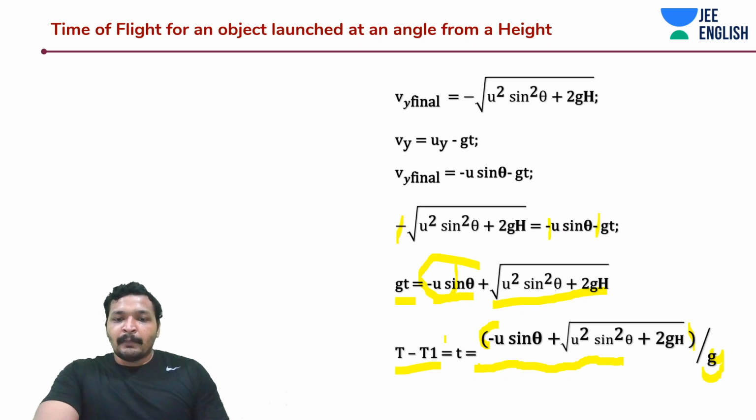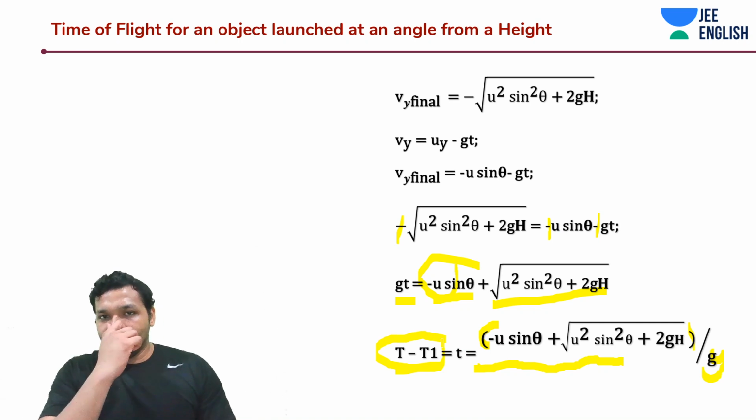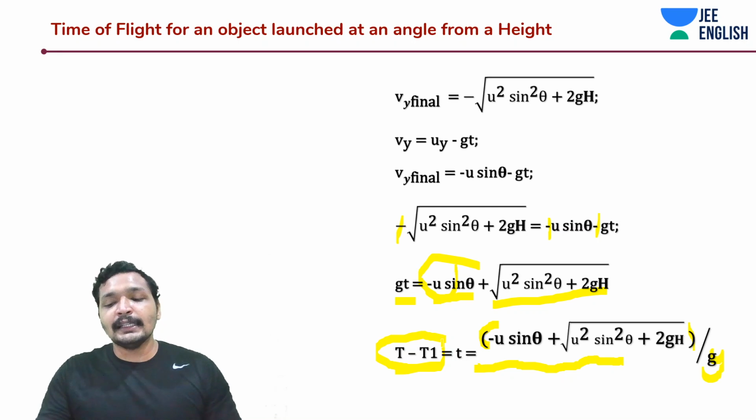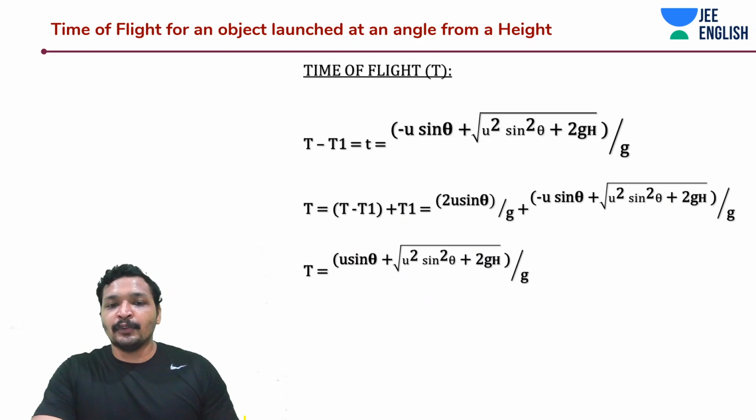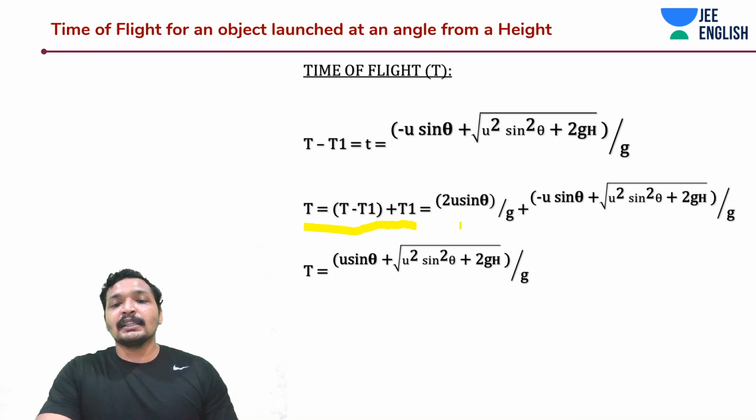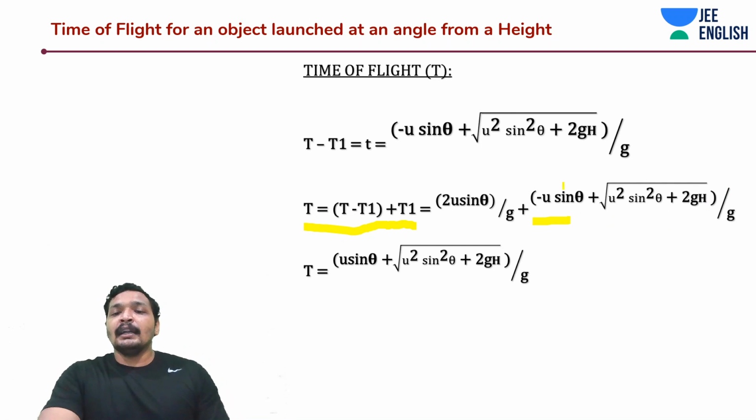And I now know t minus t1. I'm going to add it to t1 to find out the total time of flight t. So that's what we have done over here. We have added both of these values. T is equal to t minus t1 plus t1, that is nothing but 2u sine theta by g plus minus u sine theta plus Vy final by g. And this is minus and this is plus 2u sine theta.